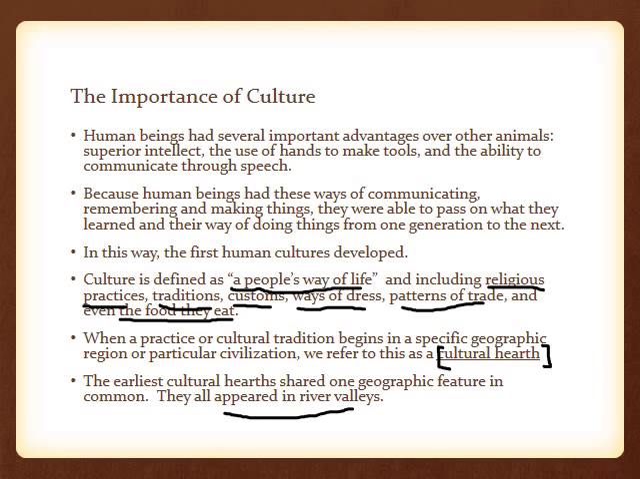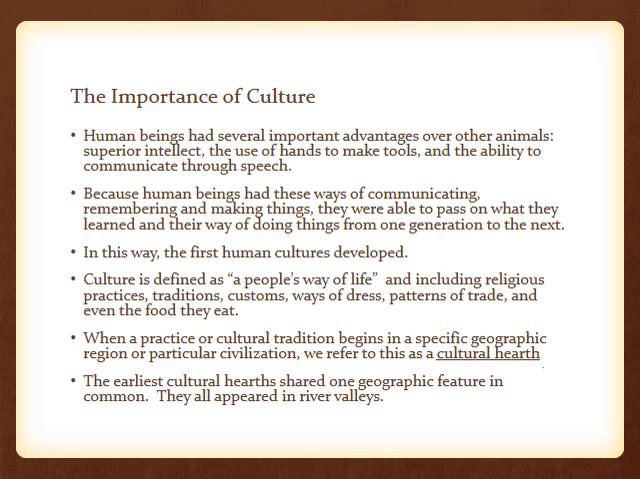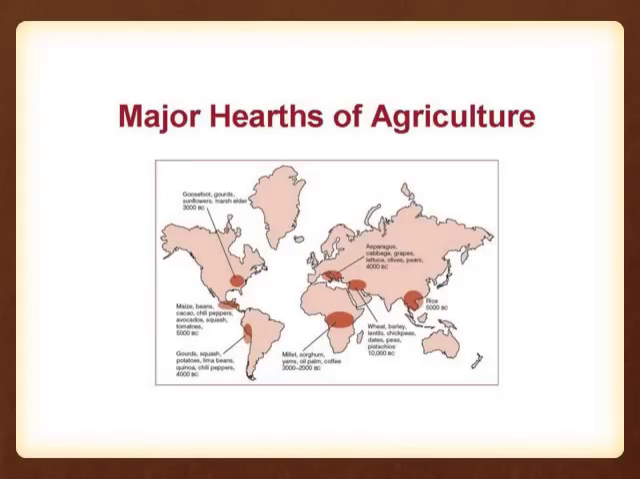Now, the earliest cultural hearths share one geographic feature in common. They all appear in river valleys, which we'll talk about in the next lesson. Why river valleys? I want you to think about that between now and the next lesson. Why river valleys? It's a very important trait that all of these civilizations have in common. So this is major hearths of agriculture, places where agriculture developed. And you can see that it's global, all over the world except for maybe the North Pole and the South Pole.